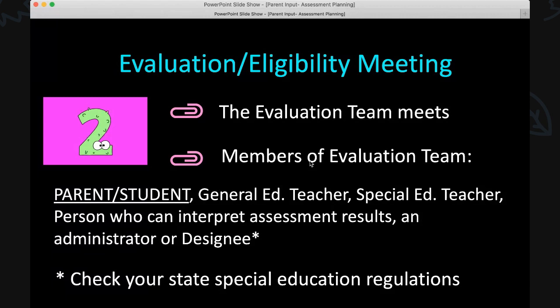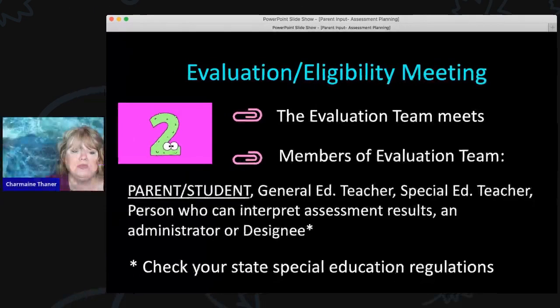And the little asterisk is, please always make sure that you double check with your own state regulations. Sometimes there are states that mandate other people to be at evaluation eligibility meetings. So just kind of double check that with your own state.